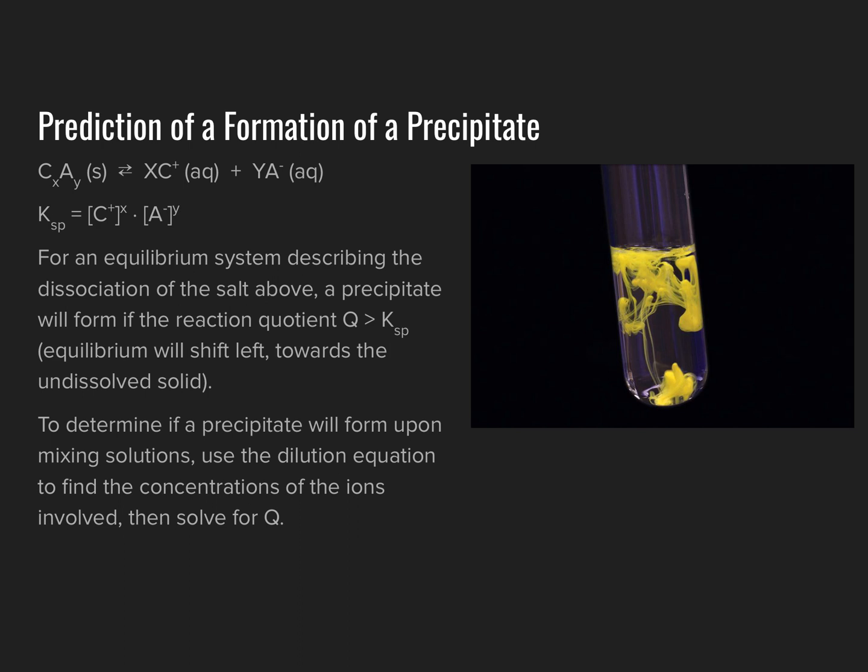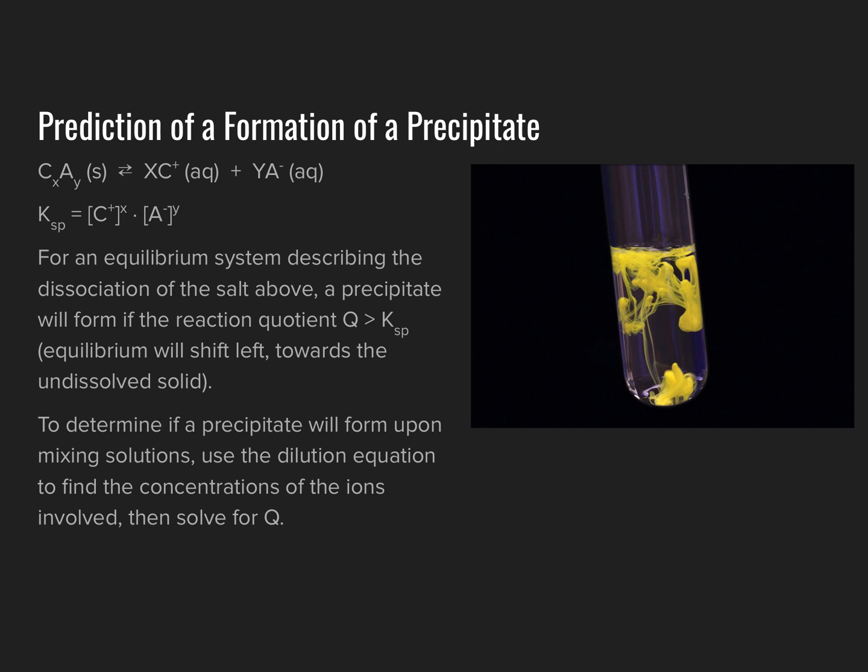So the goal of this now is to quantitatively predict when a precipitate will actually form. And in order to do that, we're going to have to make use again of our dissociation equation and the KSP expressions. Recall, for the dissociation of an ionic solute, I've given you a generic formula here, which is CXAY, that will dissociate into the component cations and anions, giving X moles of C positive ion and Y moles of the A negative anion in solution. And from that, I could write a KSP expression, which would be the concentration of the cation, C positive, raised to the X power, times the concentration of the anion, A negative, raised to the Y power.